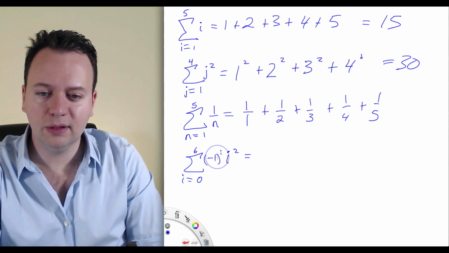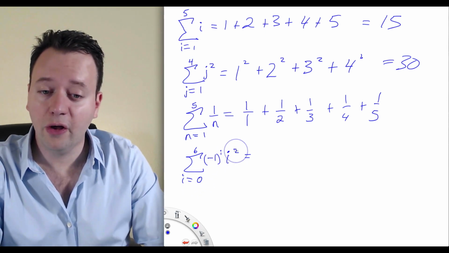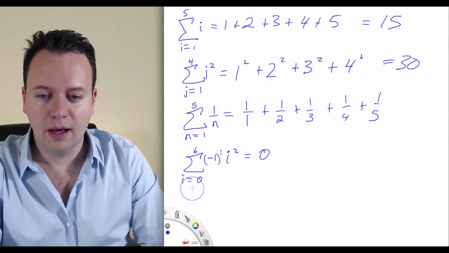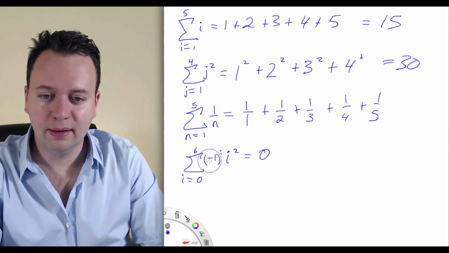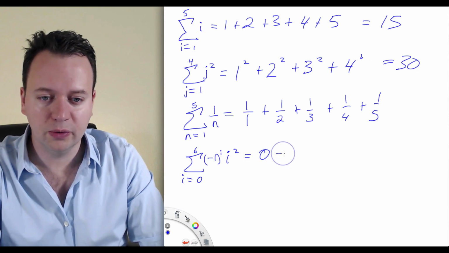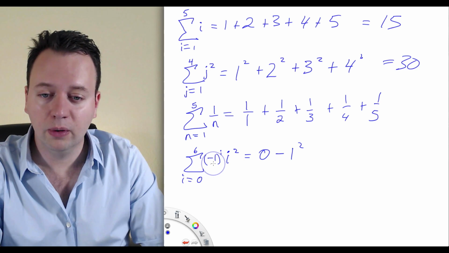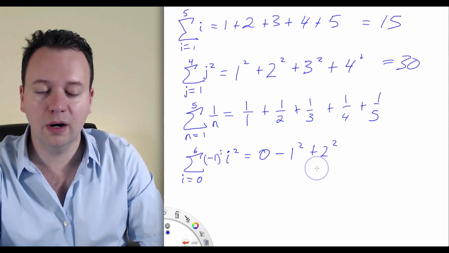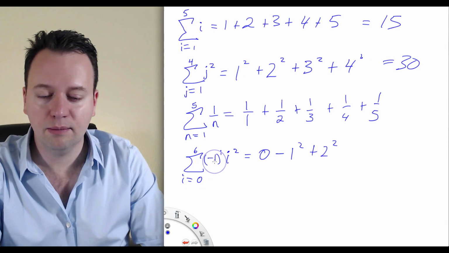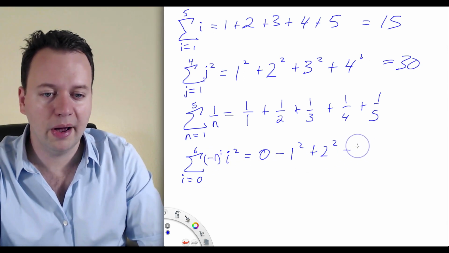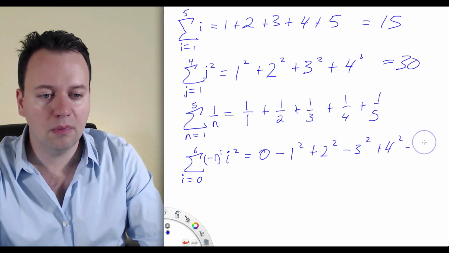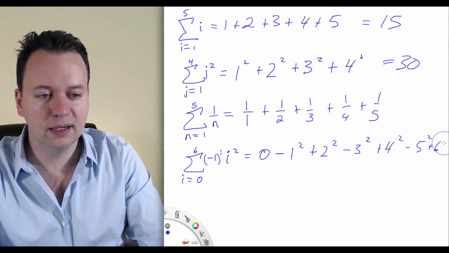So when i is equal to 0, well, first of all, 0 squared is 0. So the first term is just 0. When i is equal to 1, minus 1 to the 1 is minus 1. So we get minus 1 squared. When i is equal to 2, minus 1 squared is plus 1. So we get plus 2 squared. When i is equal to 3, minus 1 cubed is minus 1. So we get minus 3 squared, and then plus 4 squared, minus 5 squared, plus 6 squared.